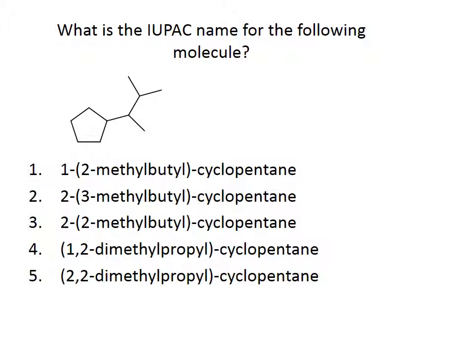Okay, so what is an IUPAC name for the following molecule? Is a cis isomer. Figure out which one is the correct name. More stable conformation.